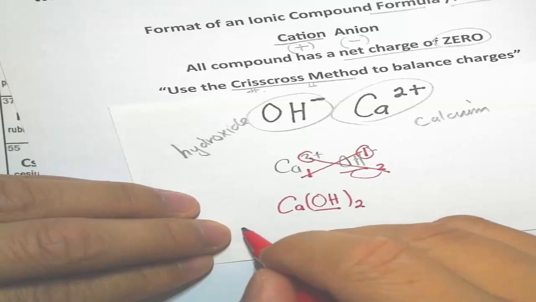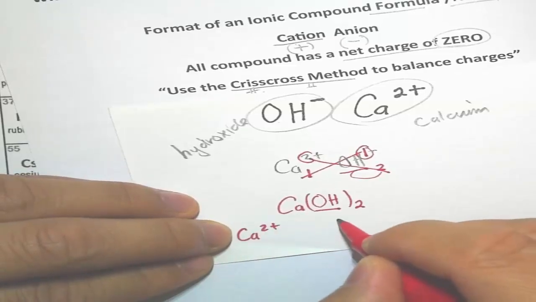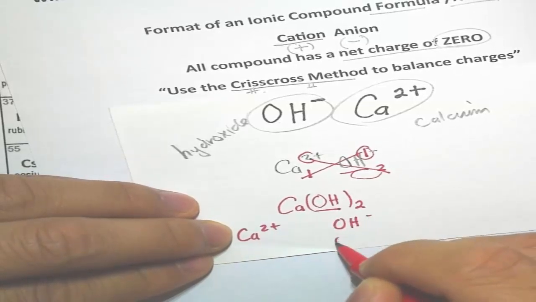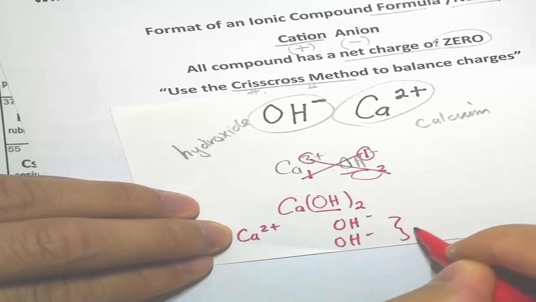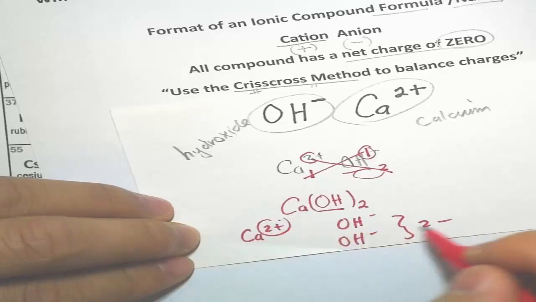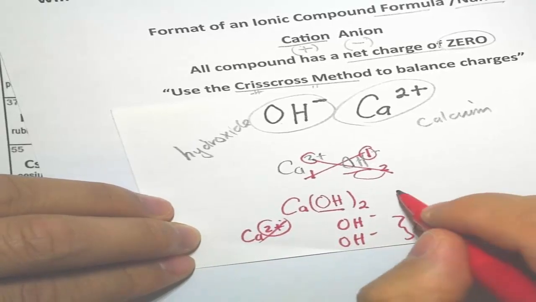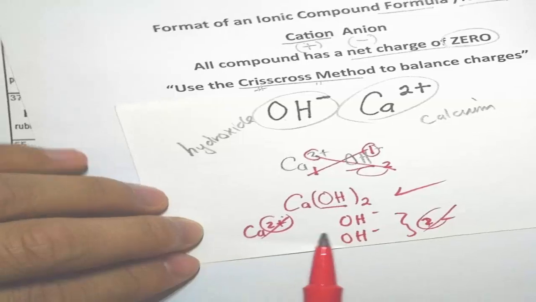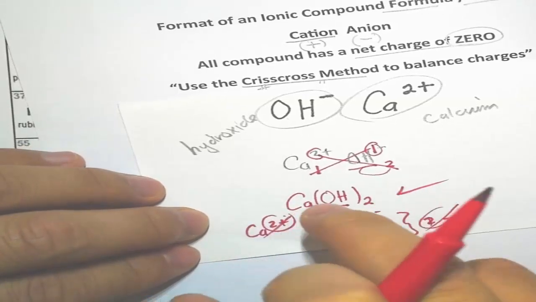Let's prove it. Ca is 2 plus. OH, in this case we have 2 of it. Notice how we have minus 2 total, and this is plus 2, and they cancel each other out. So this is our answer. And what's the chemical formula name? Calcium hydroxide.